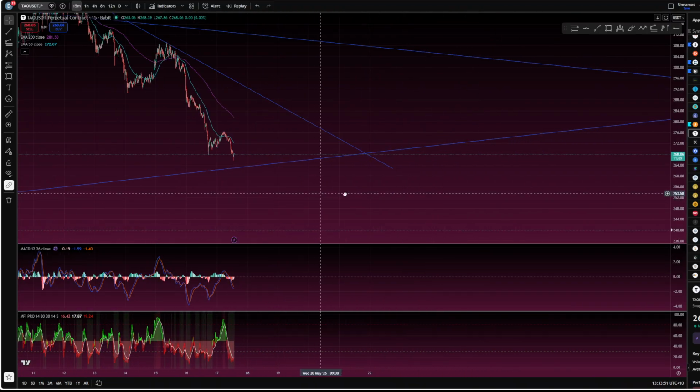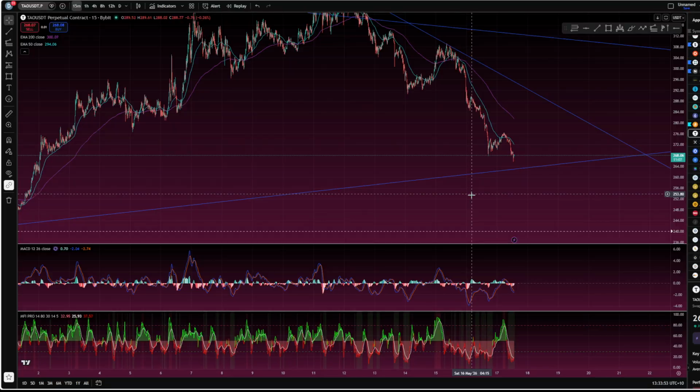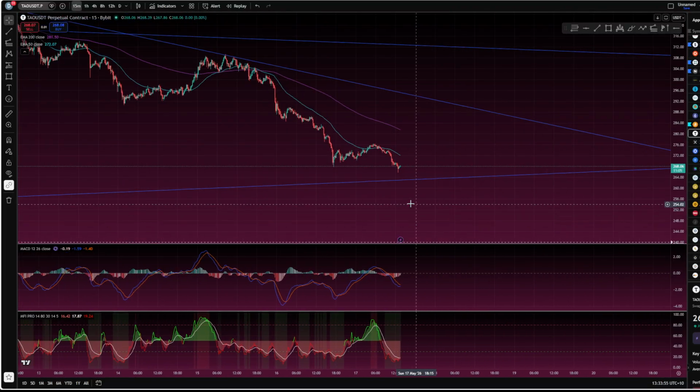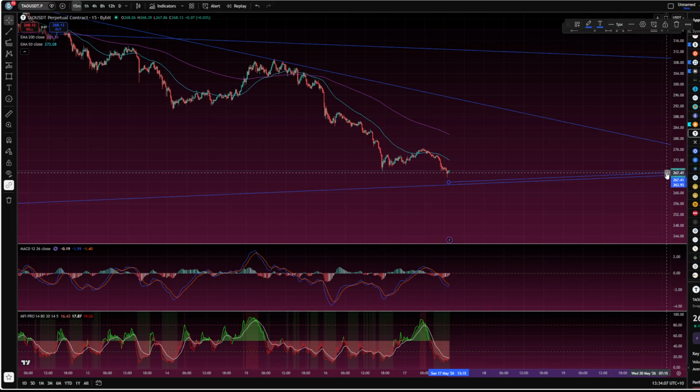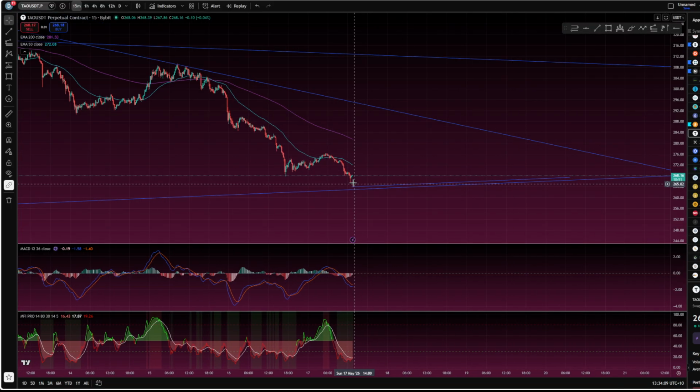Sorry, what I was looking at, I was just trying to go back a bit to see the touches on the previous line. But here I'd probably be looking at reactions for a long. So it's come down.